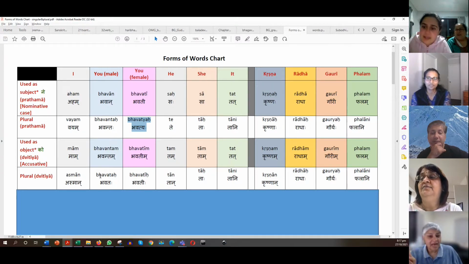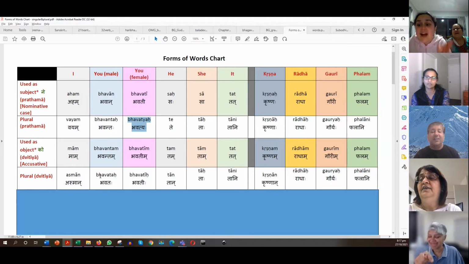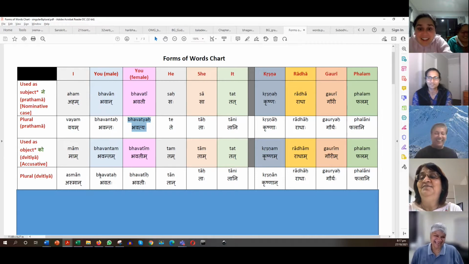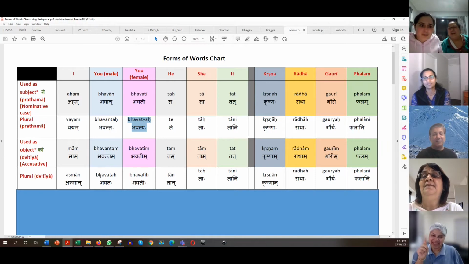Kanta, Kantaah. Radha, Radhaah. Uma, Umaah. Revati, Revatyah. Lakshmi, Lakshmyah.